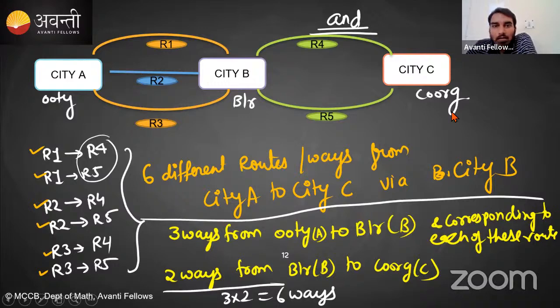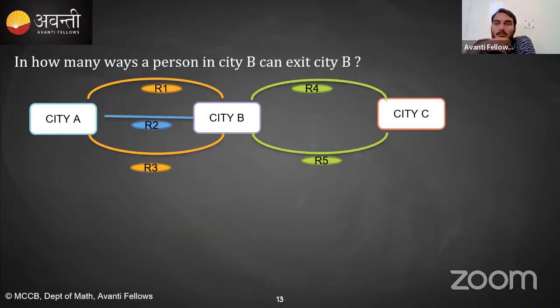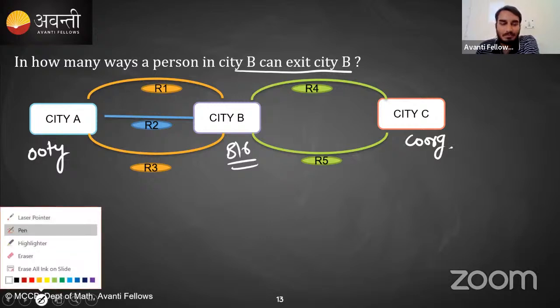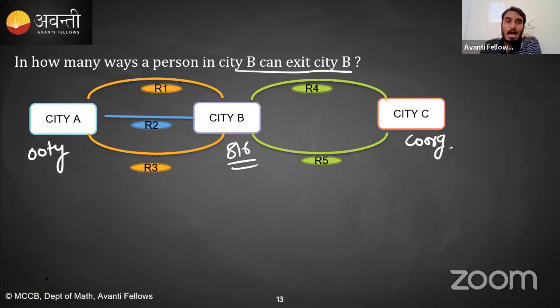Okay, so now the second problem is saying: in how many ways can a person in city B exit city B? That means the person is in Bangalore and wants to leave Bangalore. Okay, he has to get out of Bangalore, he is tired of Bangalore. Either he wants to go to Ooty or he wants to go to Coorg. Clear? Is this clear? Okay, so now tell me, student, in how many ways can that person exit city B?